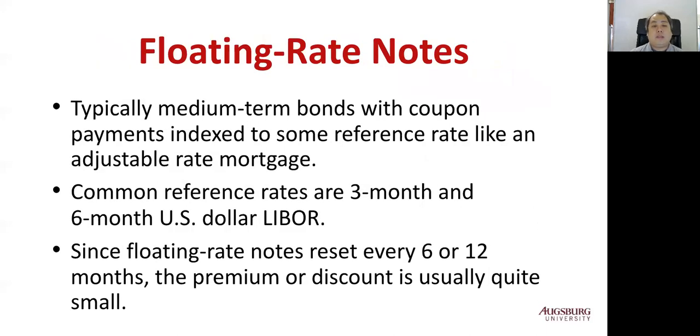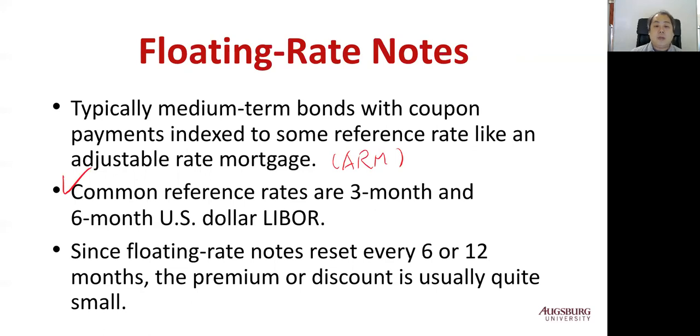Floating rate notes are also typically medium-term. The coupon payment is floating, indexed to some reference rate. It's like the adjustable rate mortgage, usually called ARM, where the mortgage interest rate changes with the level of the market interest rate. A common reference rate is the 3-month or 6-month US dollar LIBOR. LIBOR is the London Interbank Offered Rate, the most common benchmark interest rate in the world.